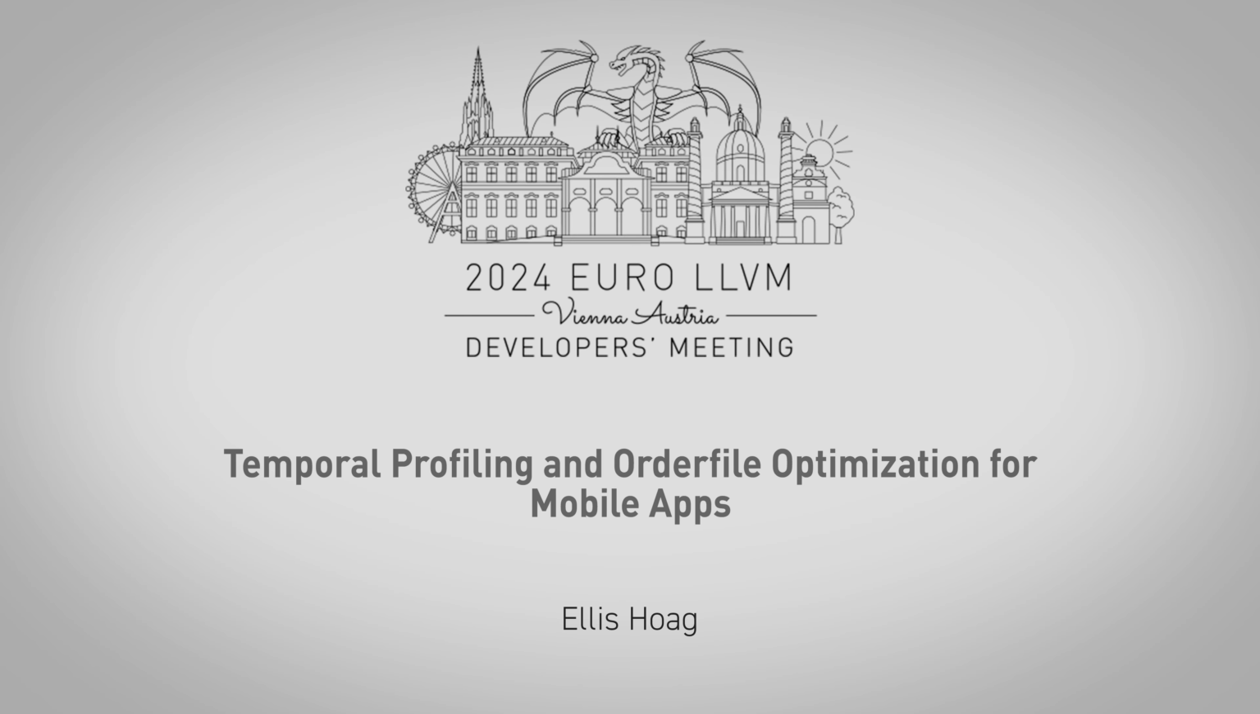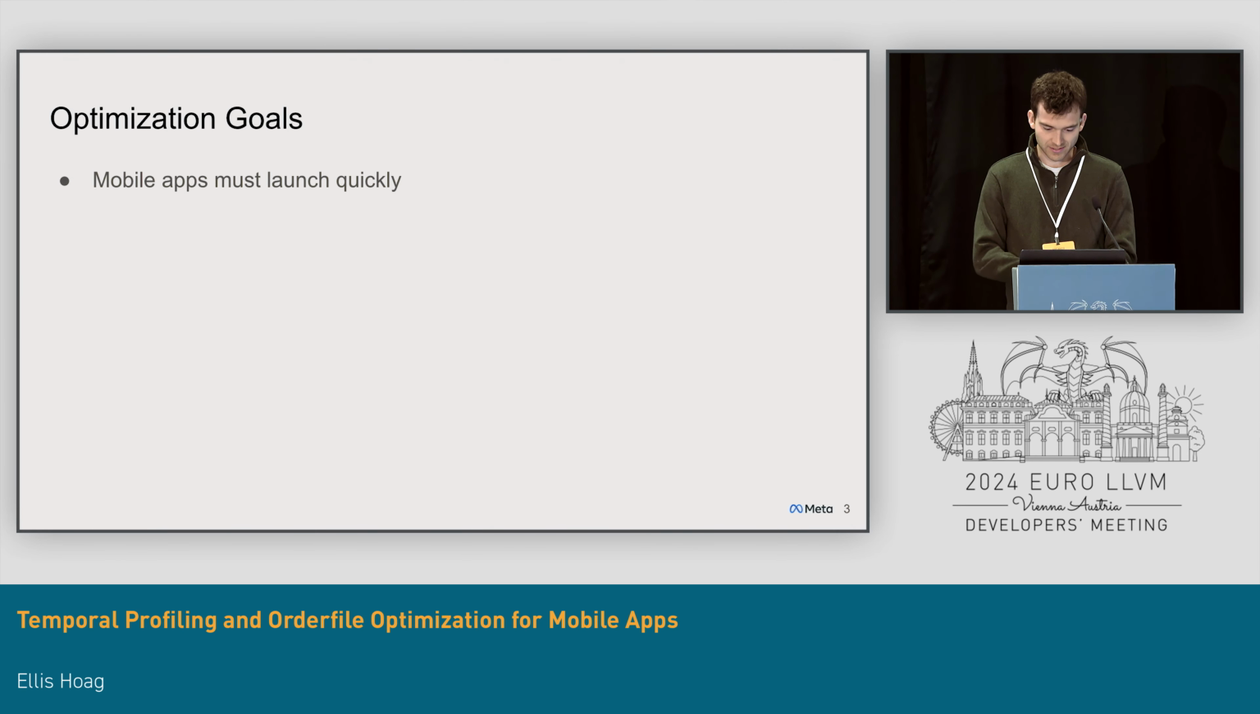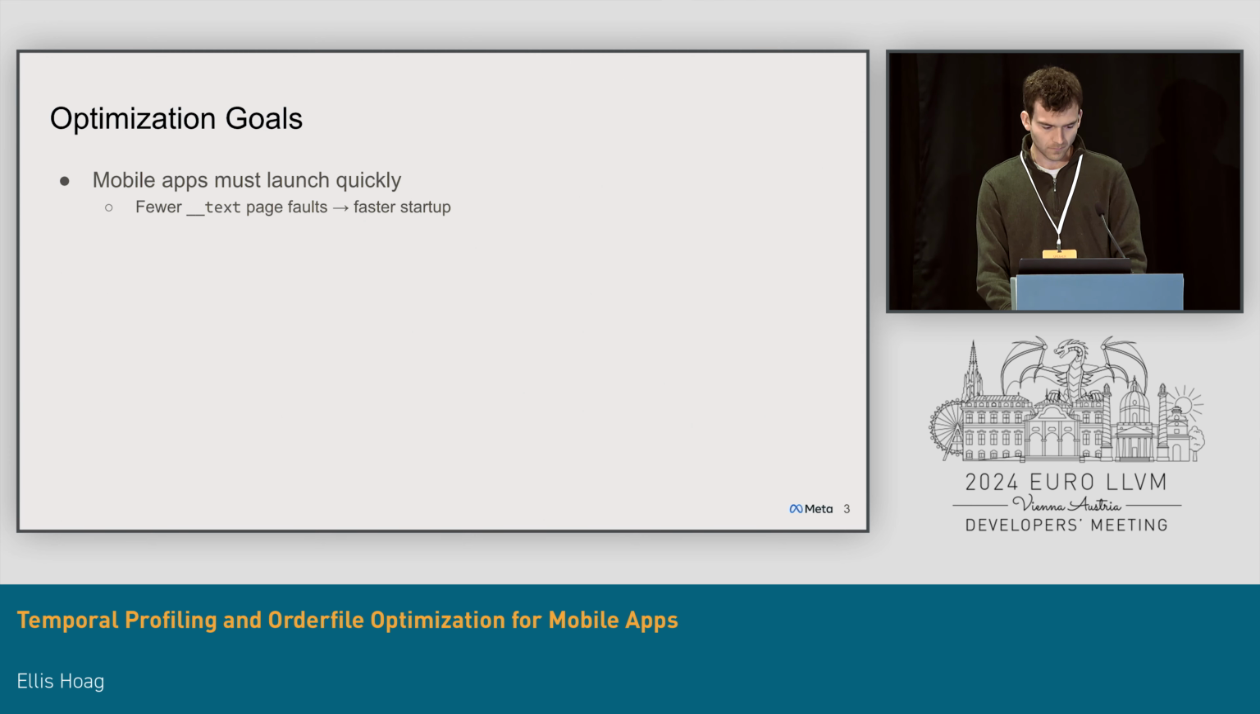So anyway, optimization goals. For our first goal, we would like our apps to launch quickly. When a user taps on an app, we want to be able to interact with that app as soon as possible, and this is called startup time.